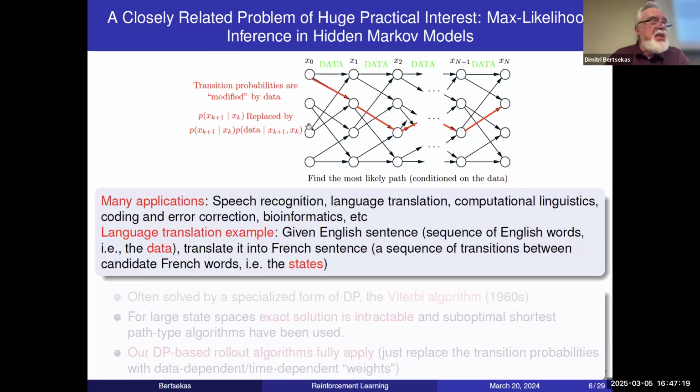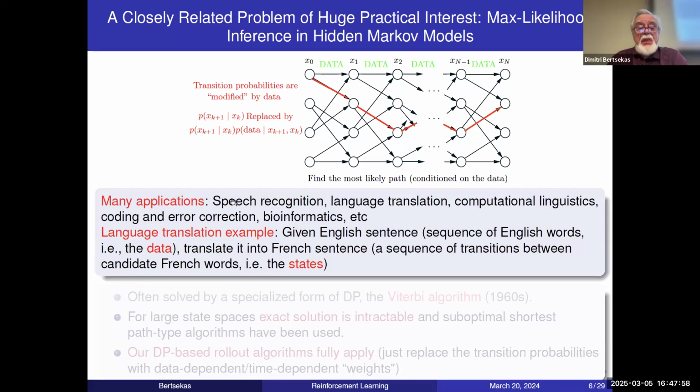sequence. Now, after you work this all out, it's the same problem as the one that we had before, except that the transition probabilities are modified to account for the knowledge of the data. And there's an additional term here, the conditional probability of the data given the transition. So instead of transition probabilities, we have these weights here, and we want to find the sequence of maximum weight, maximum product of weights.